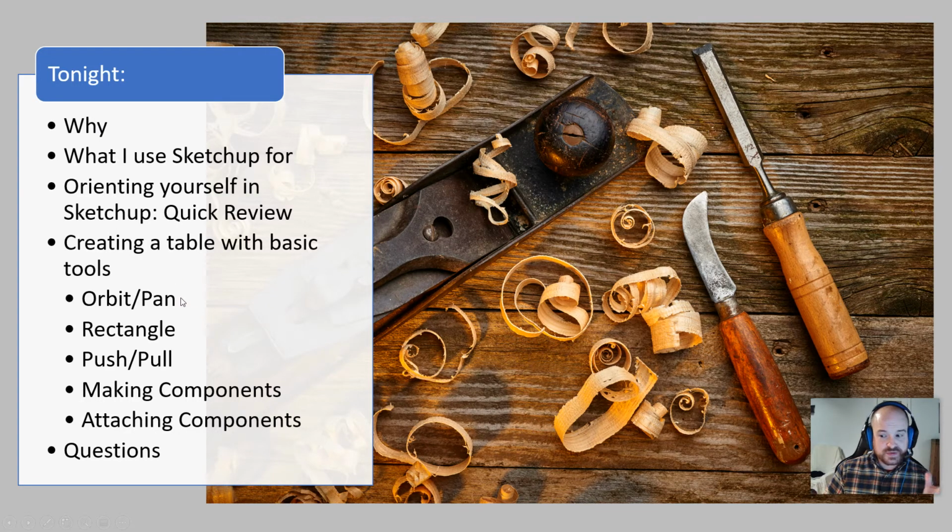We're going to walk through some simple tools tonight: the orbit and pan tool, rectangle tool, push pull tool, making components, and how to make separate parts of the table and then be able to move them in a way that SketchUp doesn't get confused when it's trying to group things together. And once you get those basic tools, you should be able to make quite a bit.